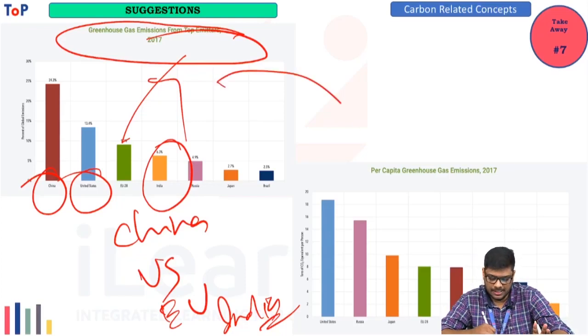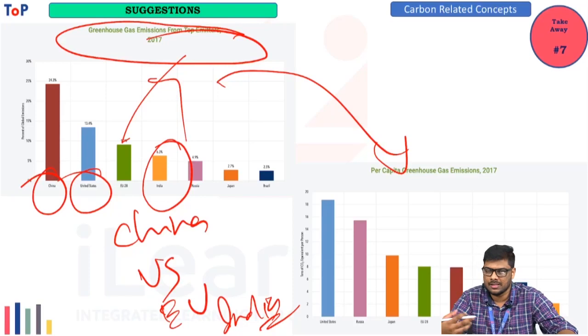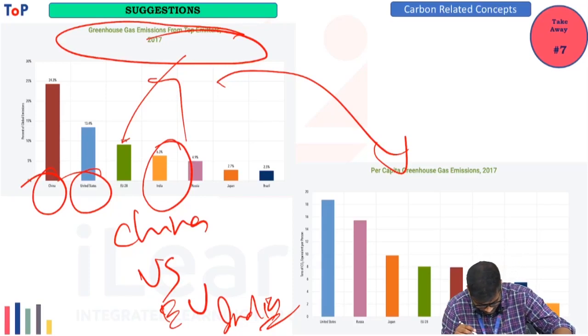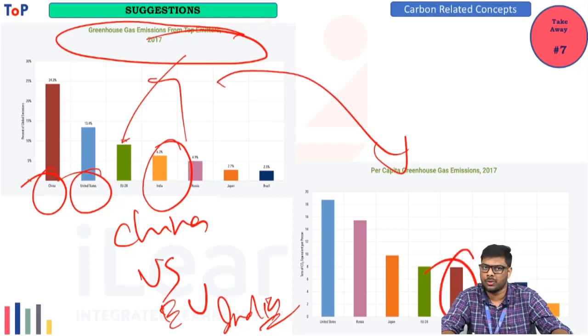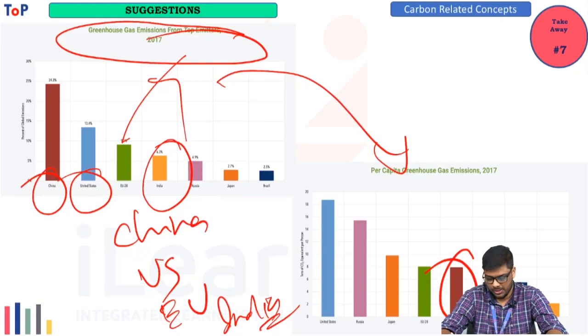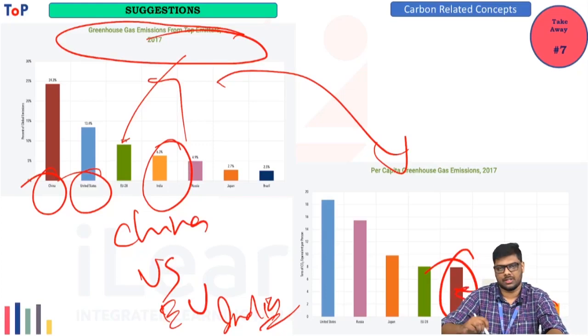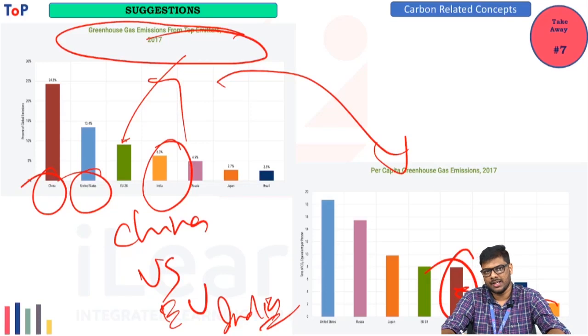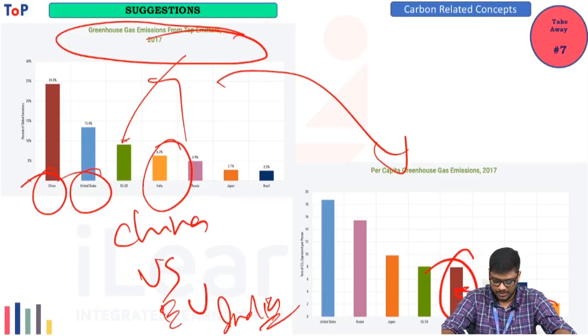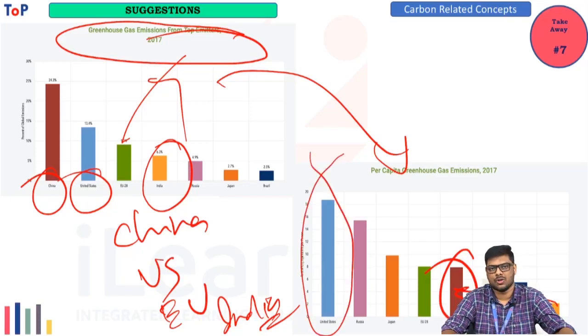But when it comes to per capita emission, India comes last because India is a highly populous country. But what about China? China again, you cannot find China. Yeah, China has a very good proportion of per capita emission, more than India. So know this fact: China's per capita emission, even though it is more populous than India, is very high. Here also United States stands top on the list.